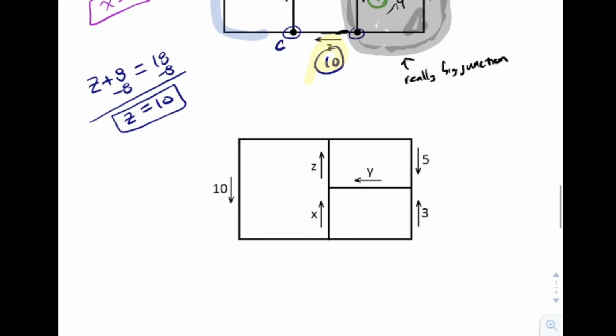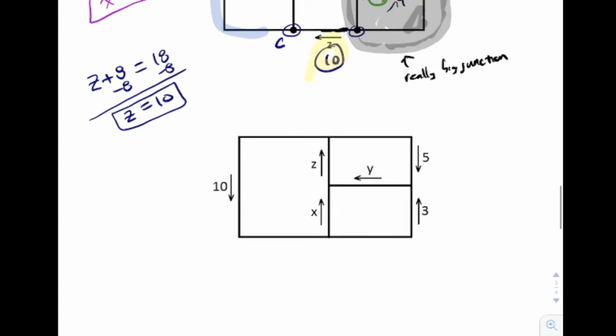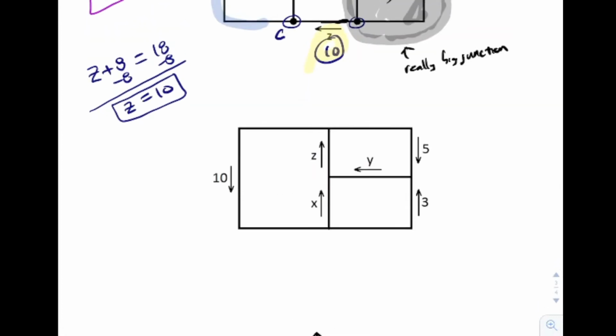Okay, let's see. Solve for X, then Y, then Z. This is a challenge you should try yourself. Go in order, X and then Y and then Z, and let's see what happens.